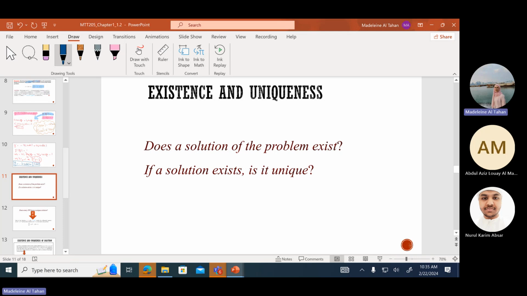So the most important thing: does the problem have a solution? If yes, how many? We care about which type of solution? A unique solution. What do we mean by unique solution? One solution.